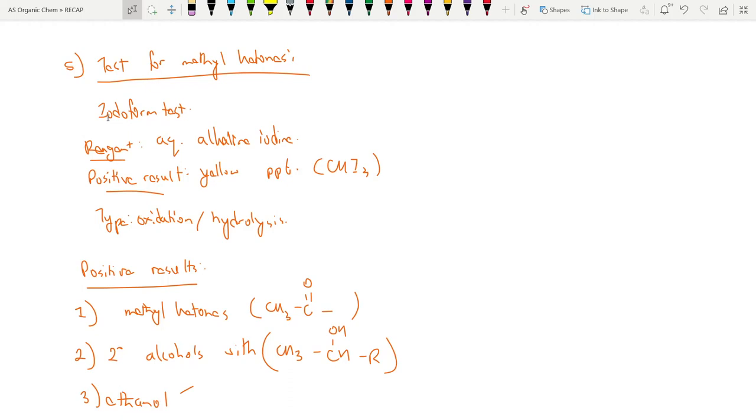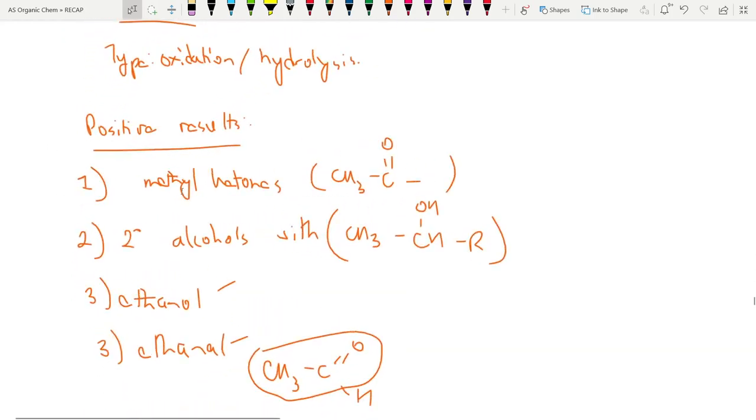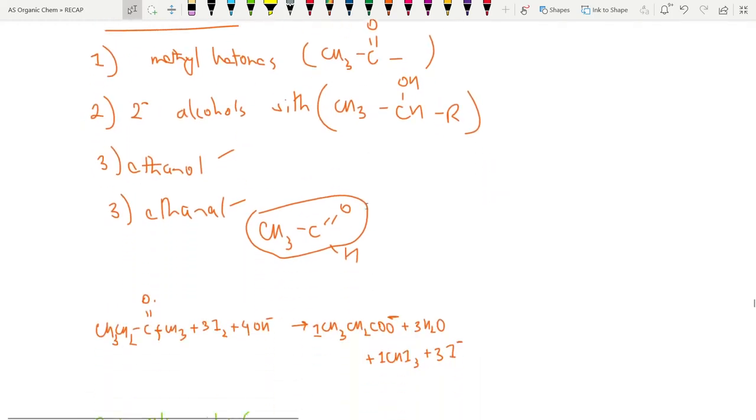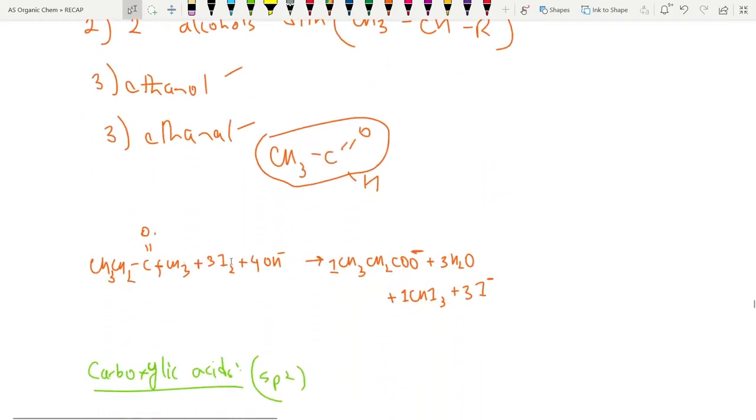So, who gives the positive test for the iodoform test, right? There are two exceptions, ethanol and ethanal, and all methyl ketones and some secondary alcohols which have a methyl group at one side. Okay, I've mentioned it here. This is a typical reaction for the iodoform test.